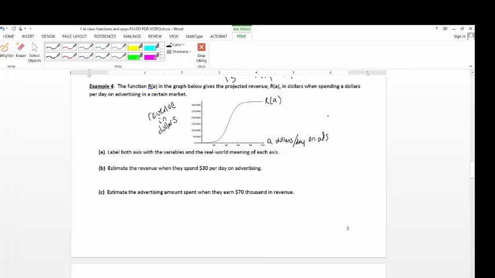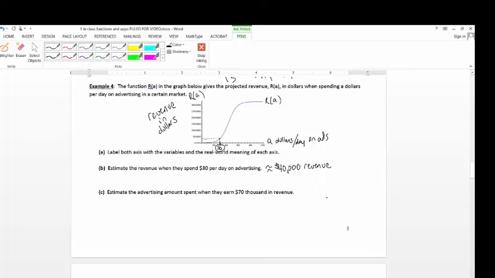It said to label both the axes, so I've done that. R of A is our output, A is the input, and I labeled the meaning. Part B, estimate the revenue when they spend $30 per day. So $30 per day means 30 on the input axis. I'm going to take that up until it intersects the function. It's about right here, and ask what is the approximate estimated height. Looks like it's definitely below 50,000. Why don't I say it's approximately 40,000 in revenue. It's an estimate, and you may estimate it slightly differently.